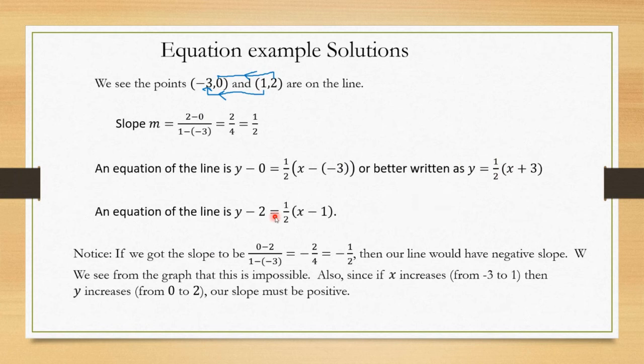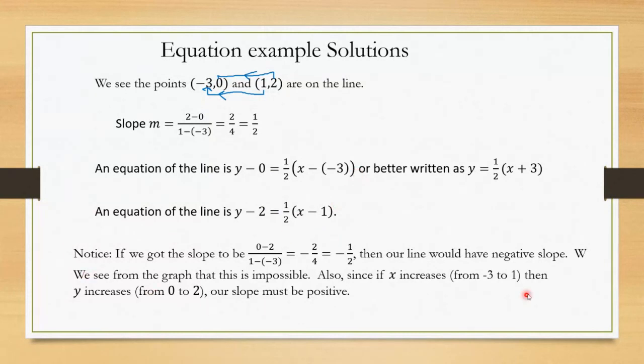Over here, for this equation, I'm using the second point. So in this case, the slope's the same. y minus 2 is 1/2 times x minus the x-coordinate, x minus 1. So that's what we get here. So we have this now. Again, they're both the same line. It's just that in this case, I use the first point. Here, I use the second point. Doesn't matter. I can really use any point I want.